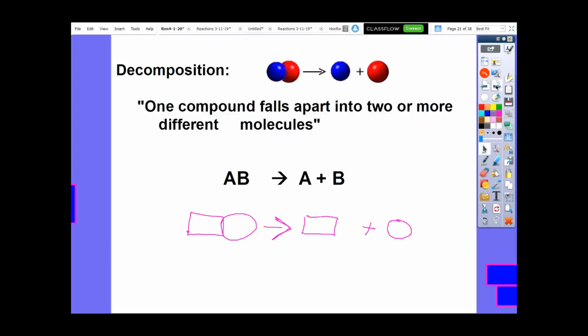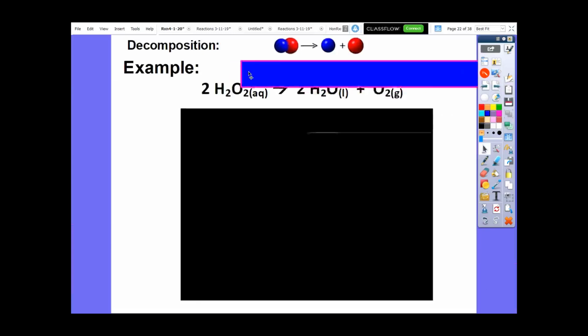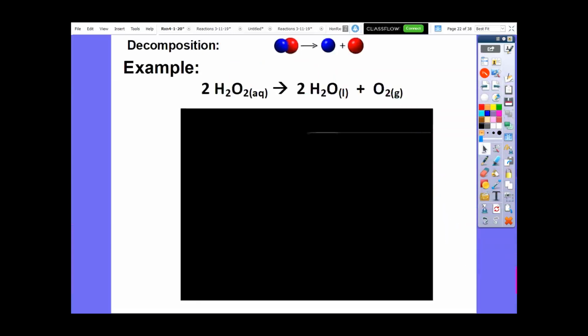Right? And then my example here is aqueous hydrogen peroxide is going to decompose into liquid water and oxygen gas. There's a lot of different ways to demo this reaction. When you go to the YouTube playlist, you will see this video.